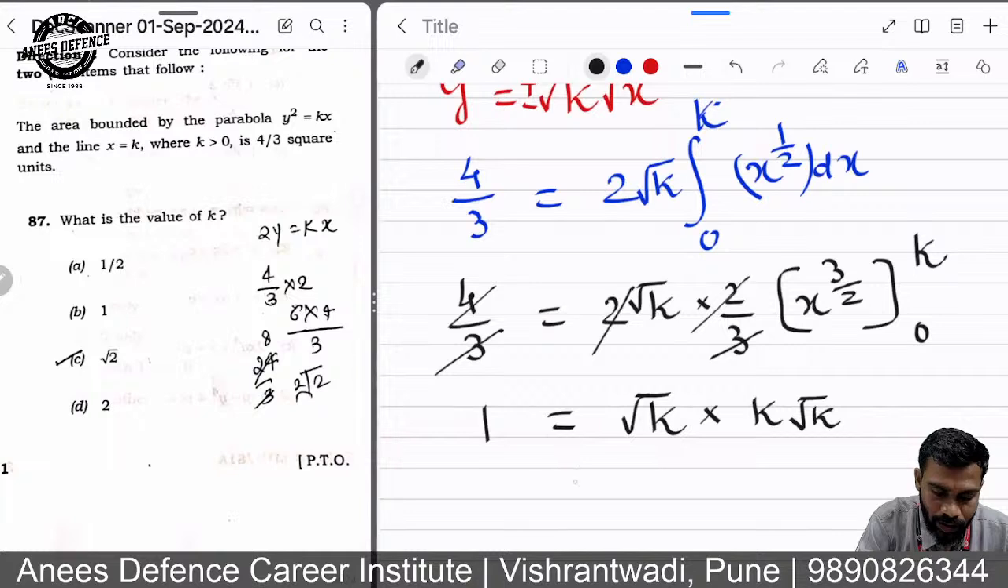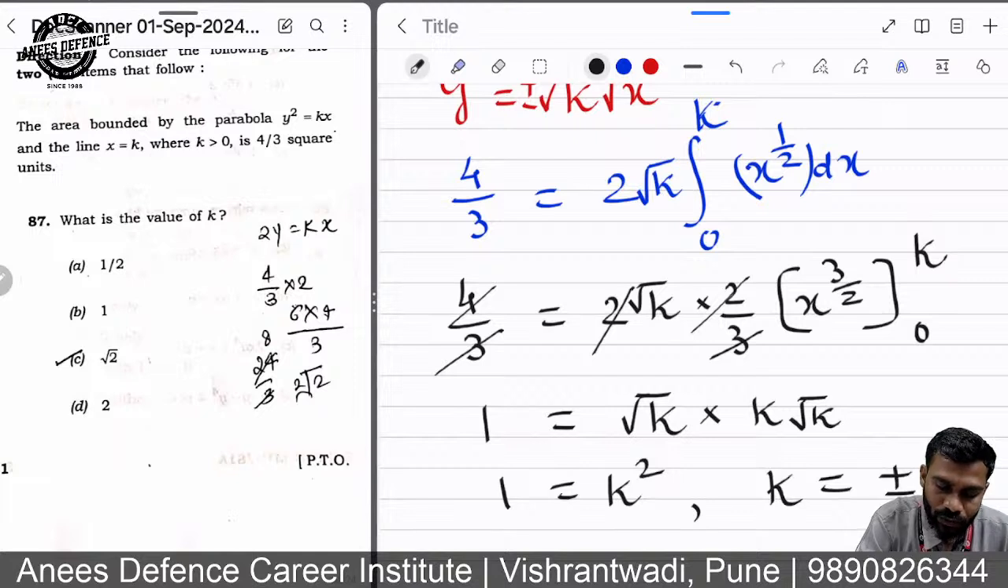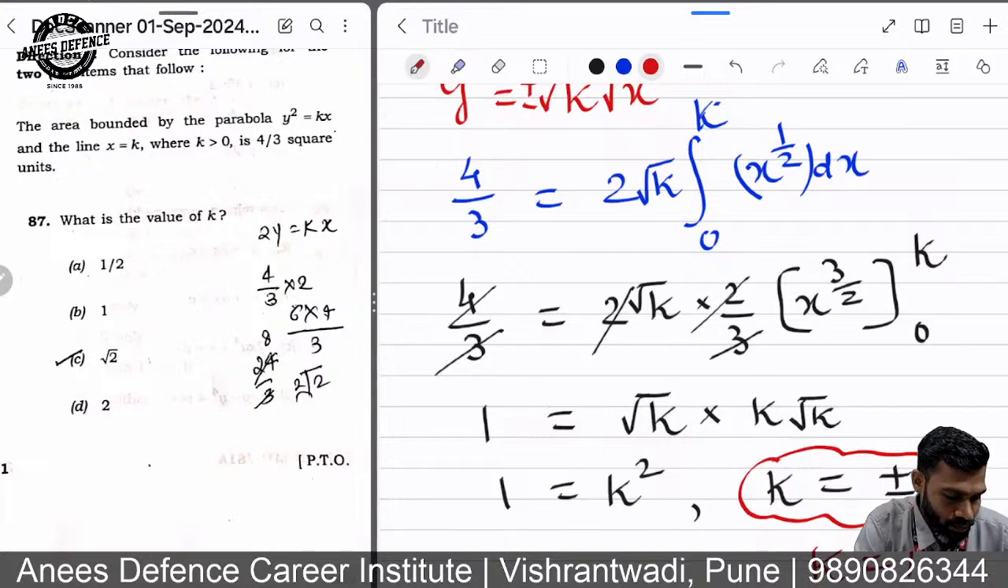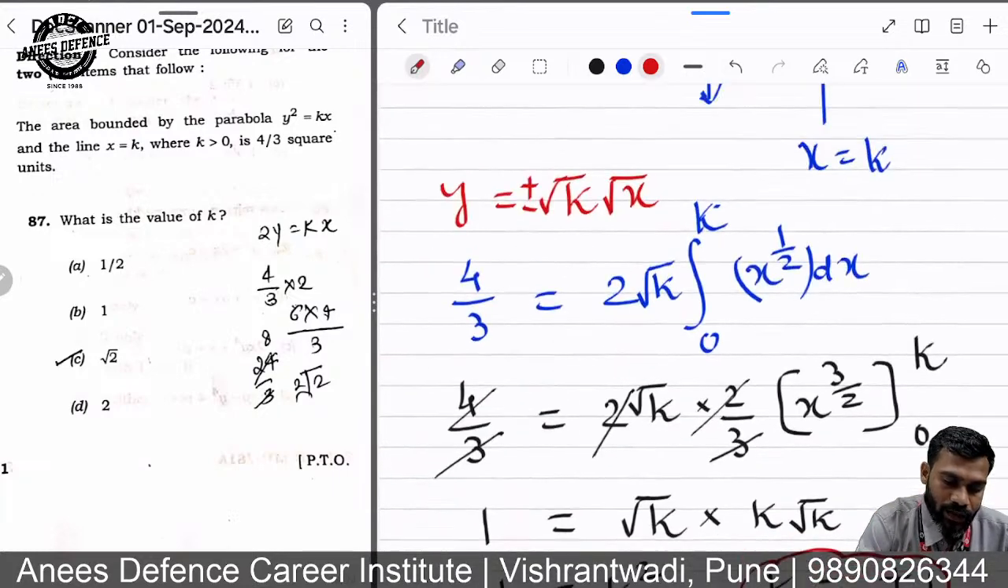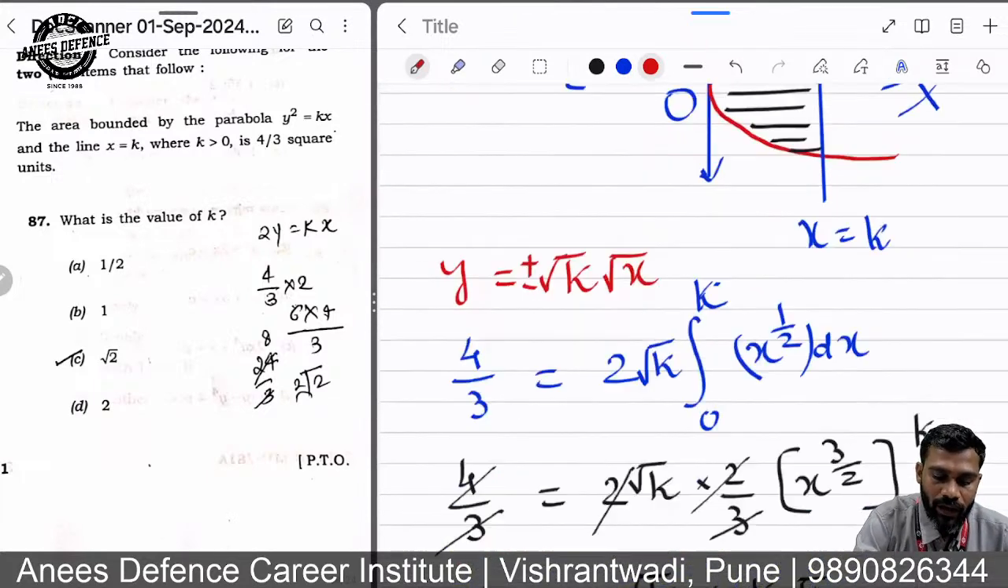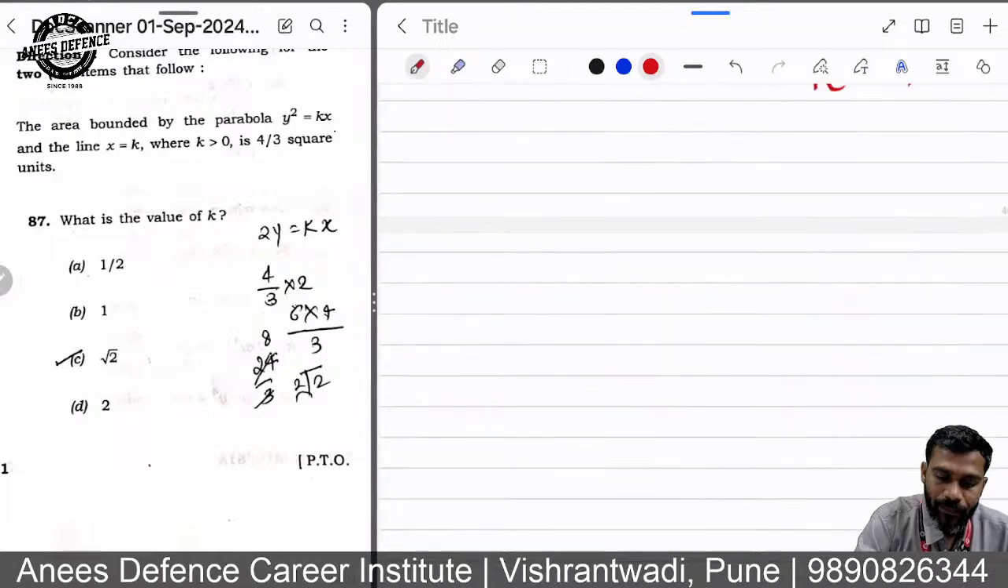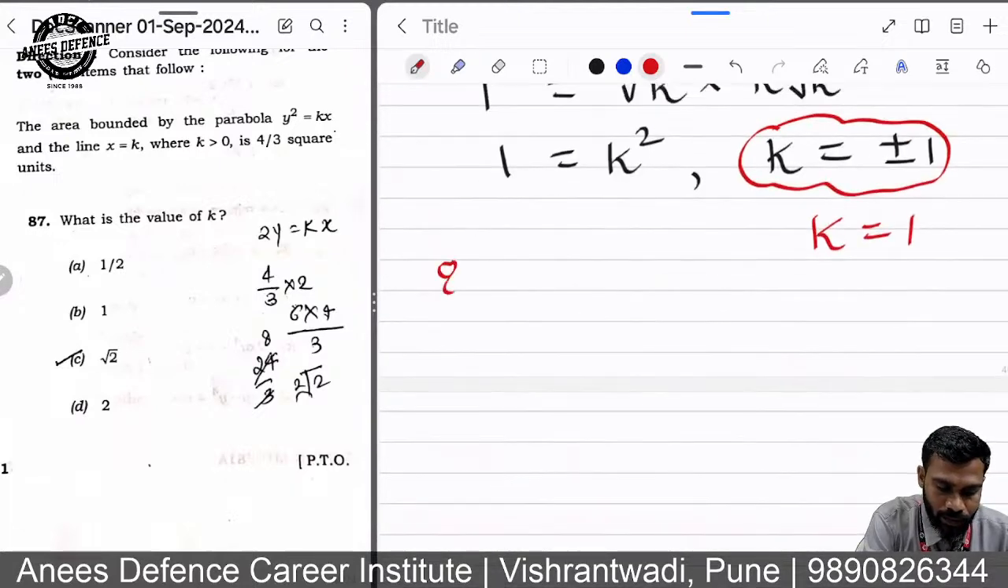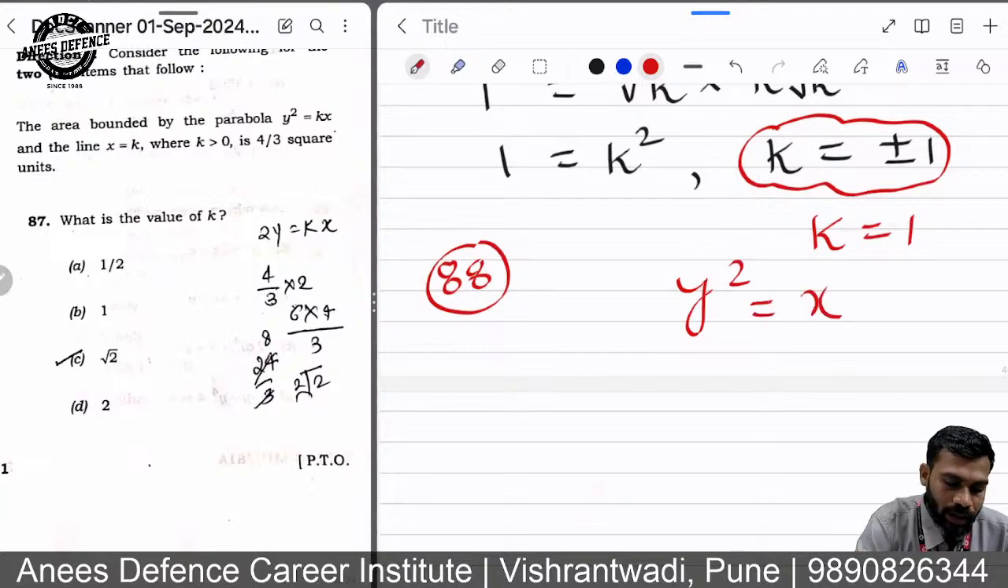So this will be k square. K square is 1, so k can be plus minus 1, but we need to take the positive value of k. So k will be 1, right? K will be 1. So which option? B is the right answer for this. Since we have got the value of k, our curve will be y square is equal to x, right?